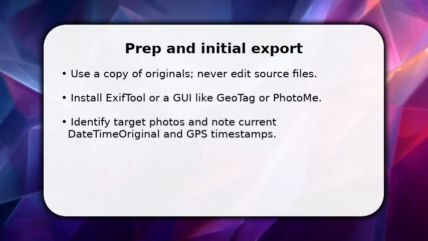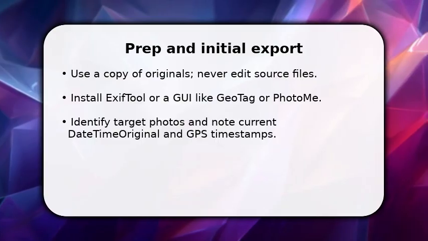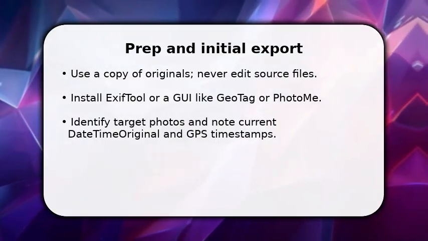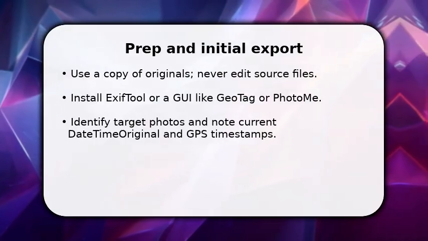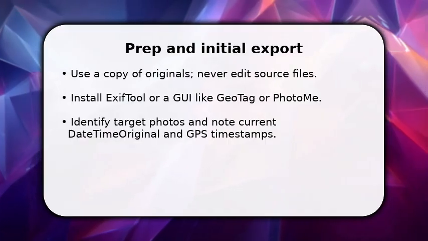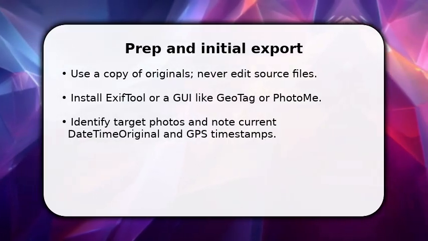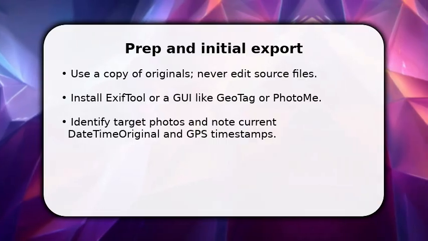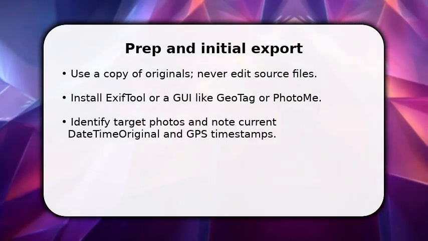You start by creating a working copy and installing an EXIF tool or a trusted GUI. This protects originals and gives precise control. Once done, open the folder, select the photos, and read DateTimeOriginal plus any GPS timestamps to know the mismatch. You will also check time zone offsets and device clock drift. This matters because GPS time vs camera time often differs.